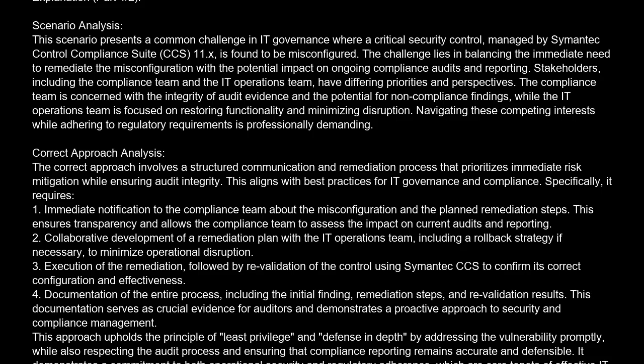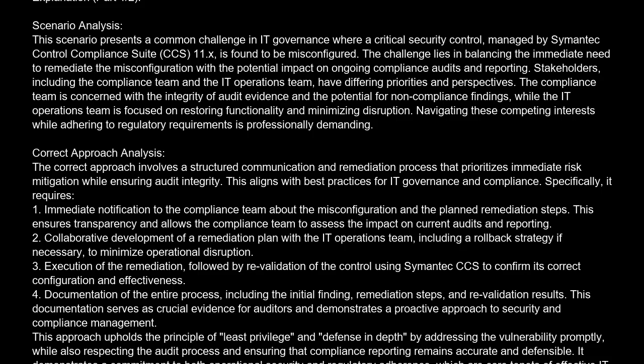This approach upholds the principle of least privilege and defense in depth by addressing the vulnerability promptly, while also respecting the audit process and ensuring that compliance reporting remains accurate and defensible. It demonstrates a commitment to both operational security and regulatory adherence, which are core tenets of effective IT governance.